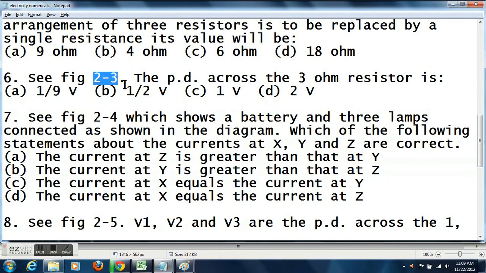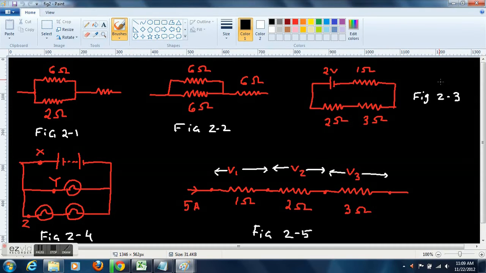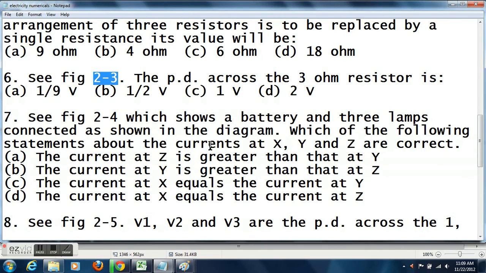Question number 6. See figure 2.3. This is the figure 2.3. That is the rightmost on the top. The potential difference across the 3 ohm resistor is: option A, 1 by 9 volt; option B, 1 by 2 volt; option C, 1 volt; and option D, 2 volt.